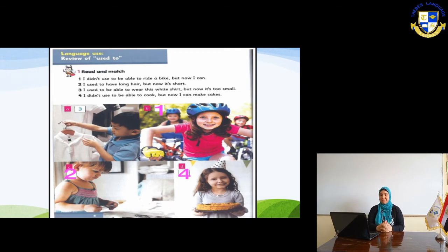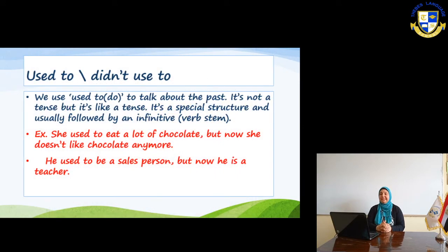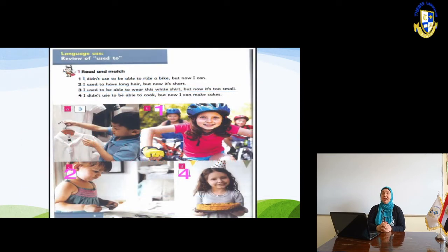Number 4, I didn't used to be able to cook. That means I didn't cook before, but now I can make cakes. I trained and I went to the kitchen, I saw my mom, so I can do it now. And the pictures match with the sentences we had read.